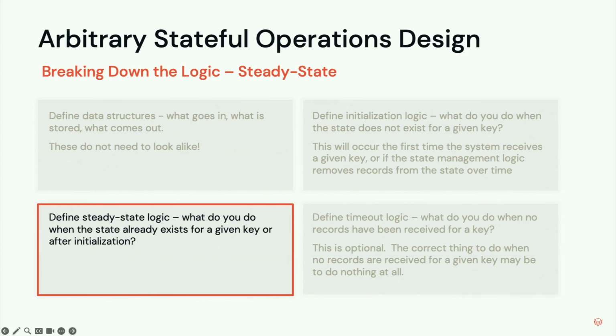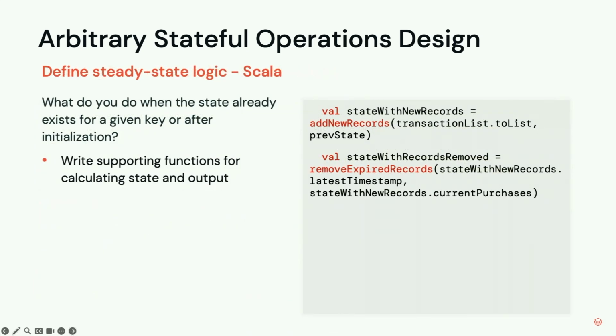Now we're coming to the meat of what we are implementing, which is the steady state logic. What do you do when you get new records for a key? This is where most of your logic is going to come from. And this is often where the complexity that you need can be provided. So the first thing I recommend is writing supporting functions. Keep the function that flatMapGroupsWithState or applyInPandasWithState is going to call simple, and write supporting functions. These supporting functions can also enable some unit testing, so you could make sure your logic is working properly before you put it all together.